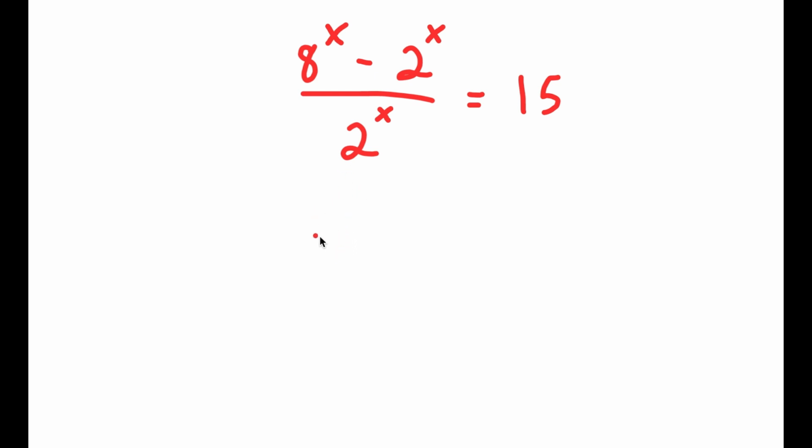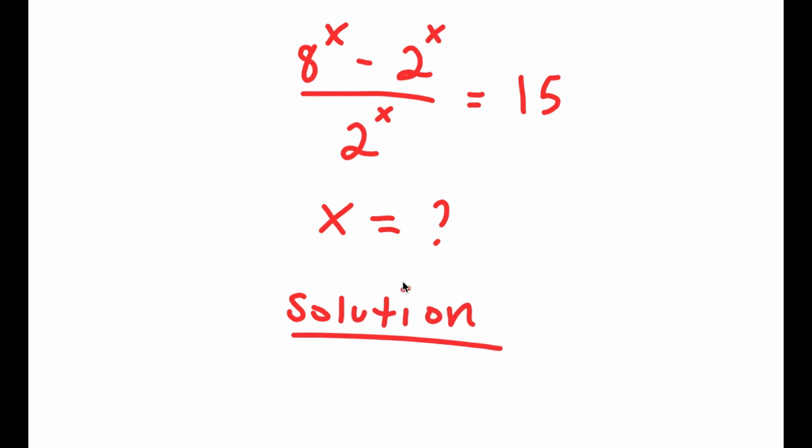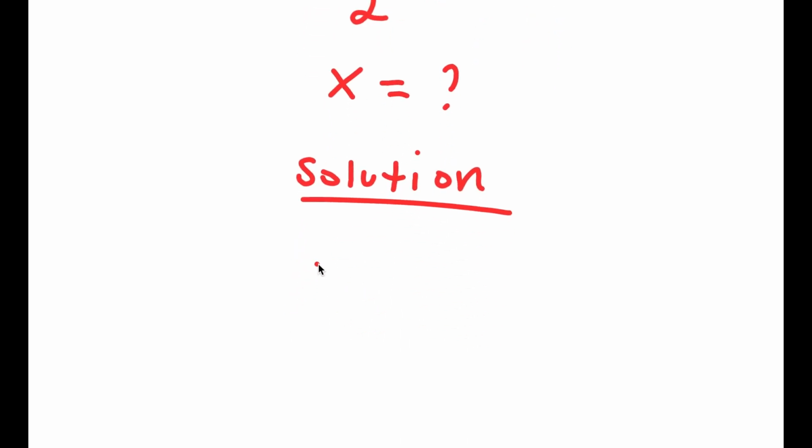Alright, so in this problem, I have a to the power of x minus 2 to the power of x over 2 to the power of x is equal to 15. So I obviously want to find the value of x here. So for my solution, I'm going to first start with a to the power of x minus 2 to the power of x over 2 to the power of x is equal to 15.